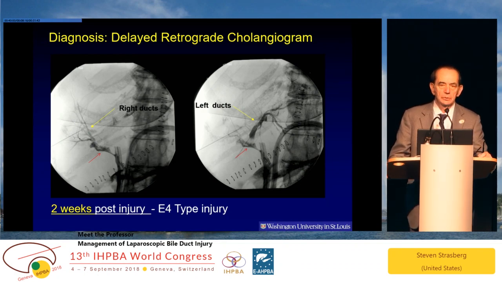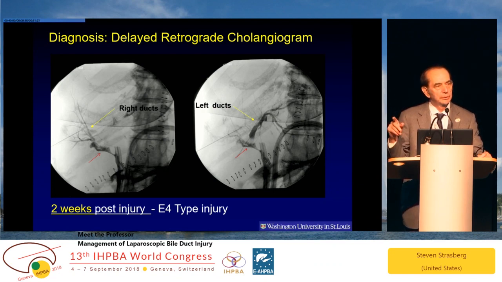No. So the reason it looks like it's at the end of the cut duct is that if you put a biloma drain in, the biloma will contract around the drain, so you just get a tract, so it will always look like it's at the cut end of the duct or a centimeter or two away.